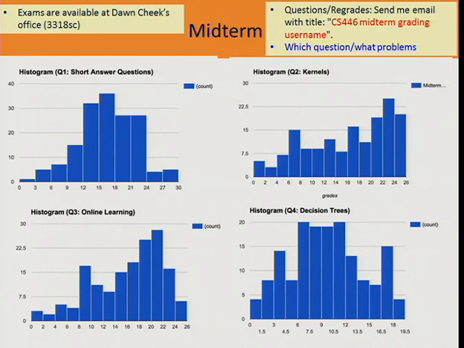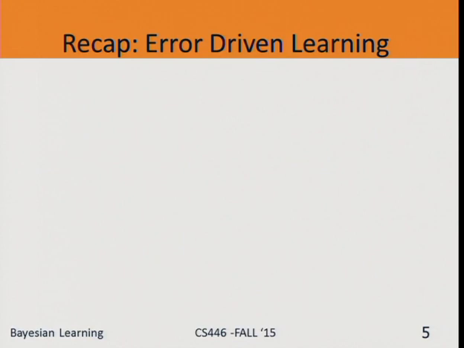Okay, let's move on then. What we've done so far is essentially what I can call error-driven learning. And we're going to move today to something that is not necessarily error-driven, although we'll argue that from almost any practical perspective, it is error-driven. But here is the protocol of learning that we looked at before.